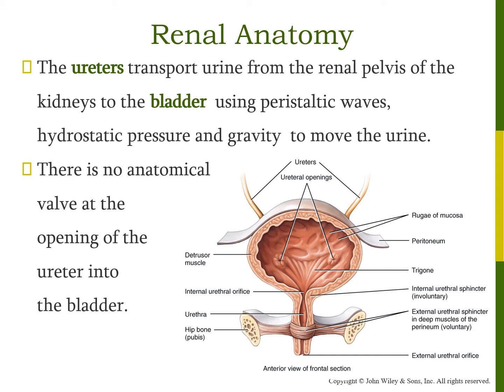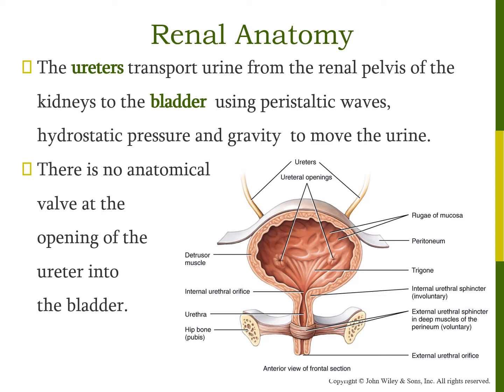As the ureters enter the bladder, they enter on the posterior aspect at an oblique angle. Even though there are no anatomical valves at the opening of the ureters into the bladder, this arrangement creates a physiological valve where, as the bladder fills with urine, pressure buildup compresses the oblique openings of the ureters and prevents backflow of urine.